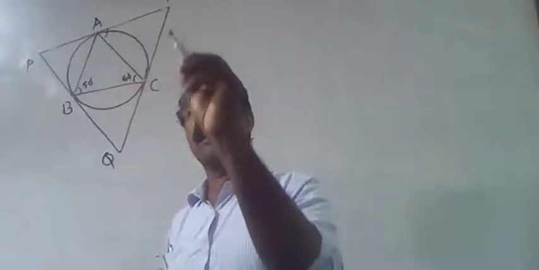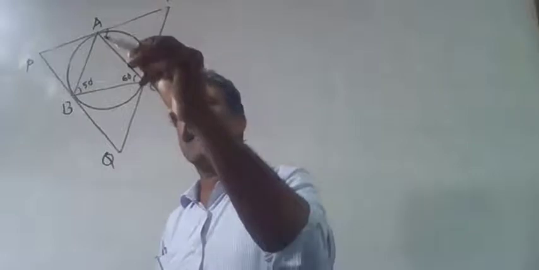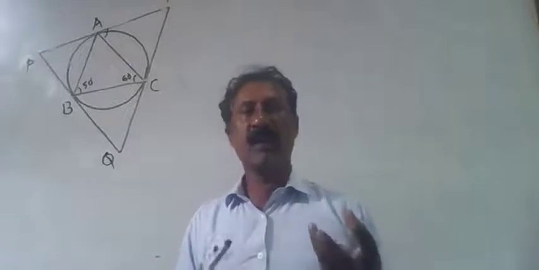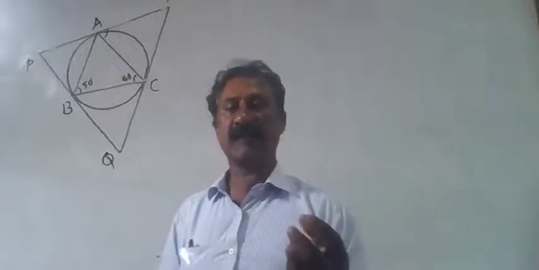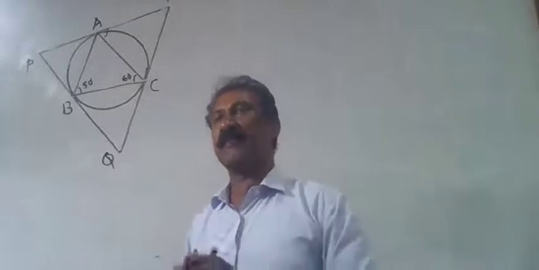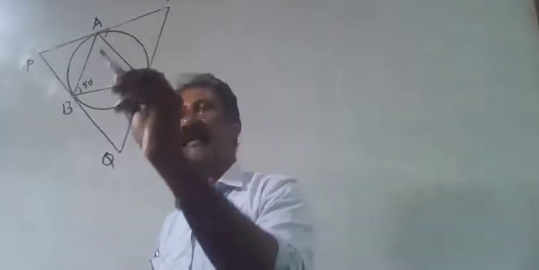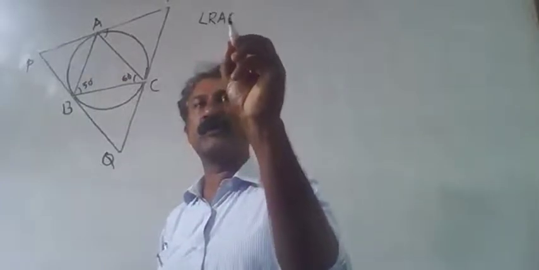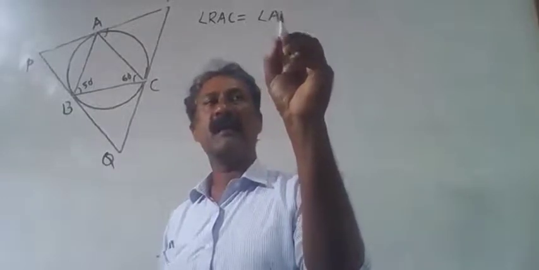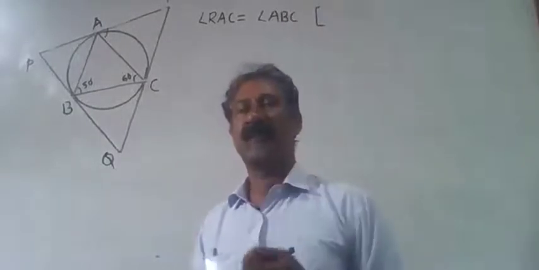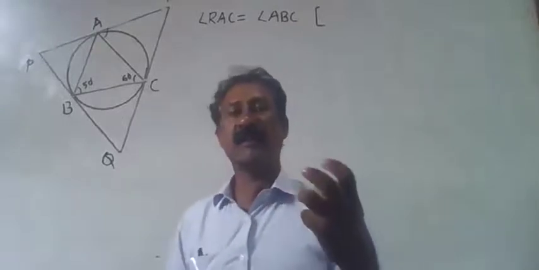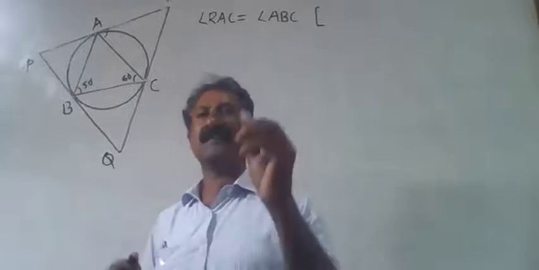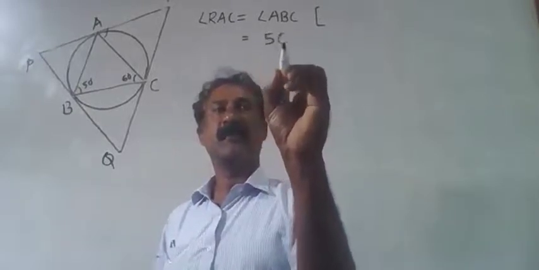That is the angle between tangent and chord. RA is the tangent and AC is the chord. Therefore, the angle between tangent and chord is equal to the angle in the other segment. The chord makes an angle in the segment, that is angle ABC. Therefore, we can write angle RAC equal to angle ABC. The reason: the angle between tangent and chord is equal to the angle the chord makes in the other segment. That is equal to 50 degrees.